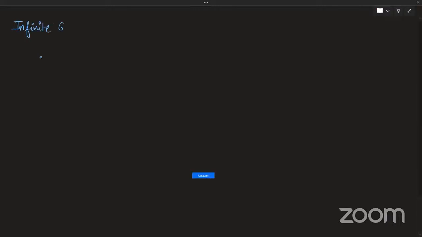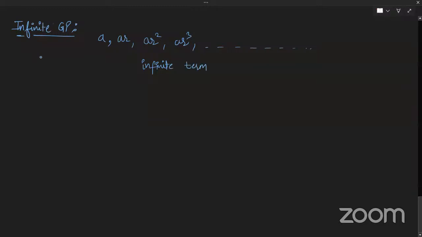Okay, infinite geometric progression. So basically, what happens in case of infinite geometric progression is that I have terms like A, AR, AR square, AR cube, like this. This continues till infinity, infinite terms. But along with that, I have one condition also: that mod R is lesser than 1.